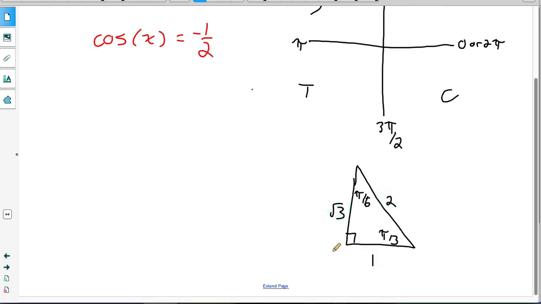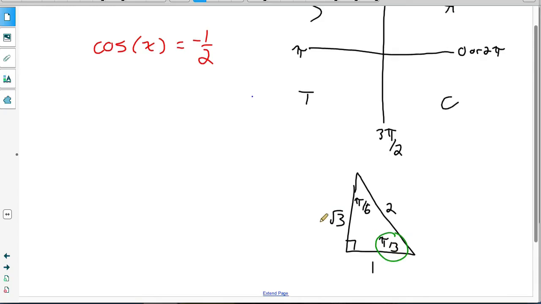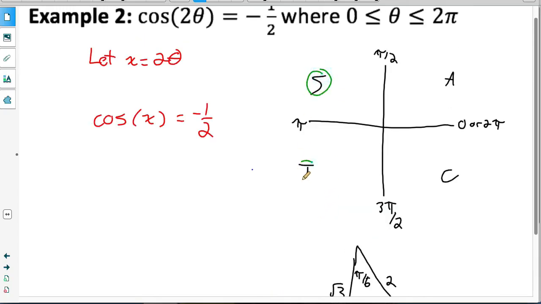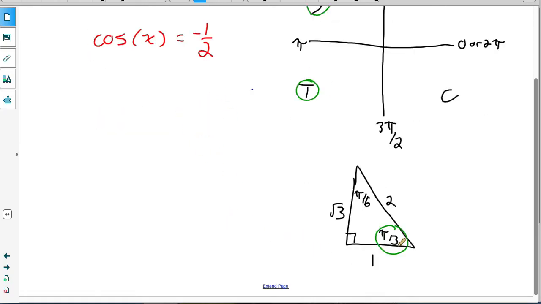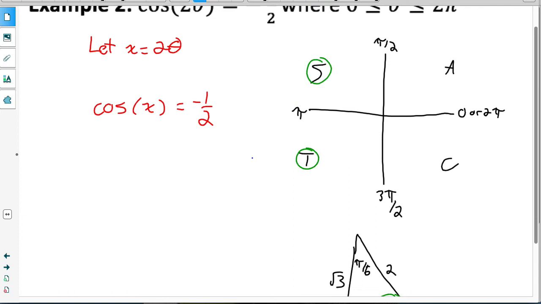And looking at this special triangle, we can figure out what reference angle has a cosine ratio of 1 over 2. So cosine means adjacent over hypotenuse. So cosine from right here would be 1 over 2. So what we do is we take that reference angle and we place it in the two quadrants where cosine is negative, here and here, because that will create the cosine ratio of negative 1 over 2. So we place the reference angle of pi over 3 in those two quadrants. So I'll place pi over 3 here and here.